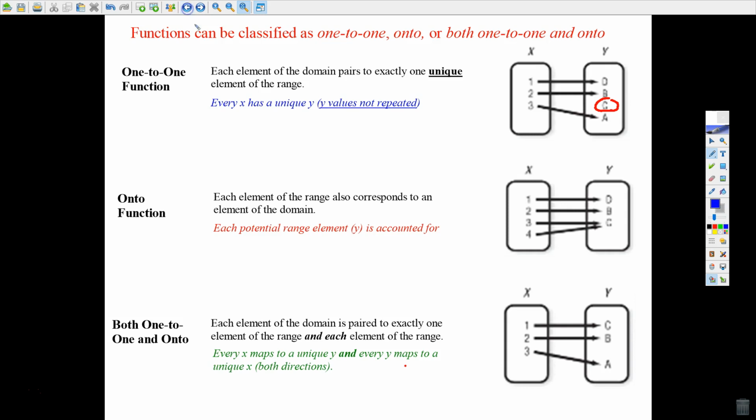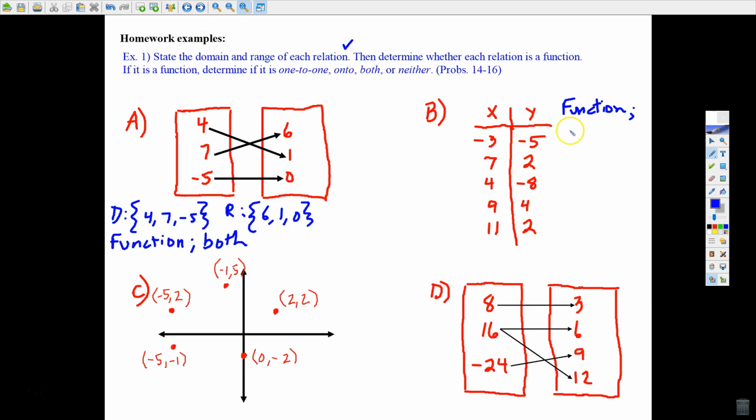And if you go back, remember, in order for it to be one-to-one, we cannot have any y values repeated. So we're going to classify this as onto. Every y has been used, and it can't be one-to-one because we have repeats in the range. Alright, so I didn't state domain and range, so don't forget that. So let's go do that real fast.